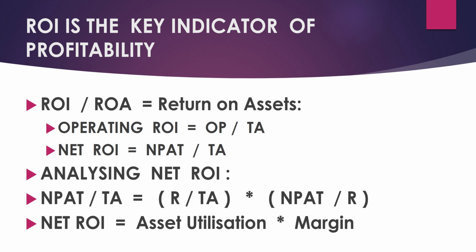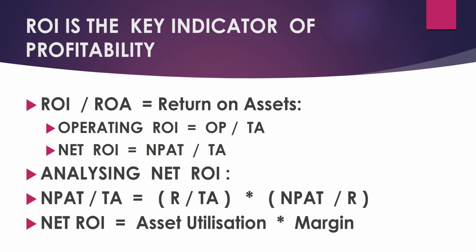So ROA, return on assets, or ROI, can again be measured at two levels, either at operating level or net level. At operating level, it is called operating ROI. At net level, it is called net ROI. Now, net ROI is the overall measure of profitability. Any intelligent businessman would want to know, for every $1 that they give into the business, how much profit can they get? That's what ROI is all about.